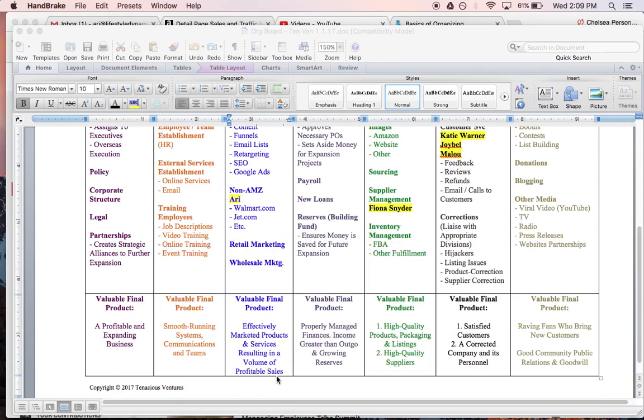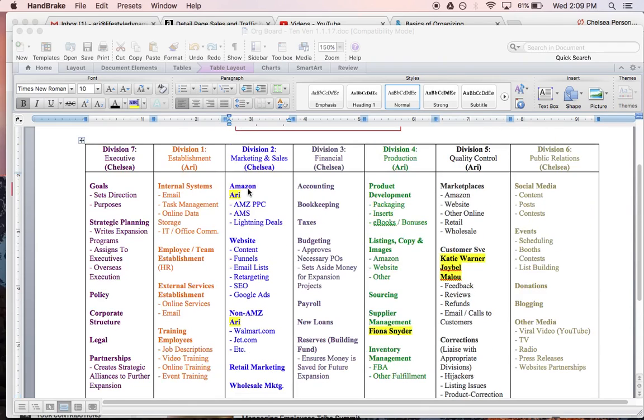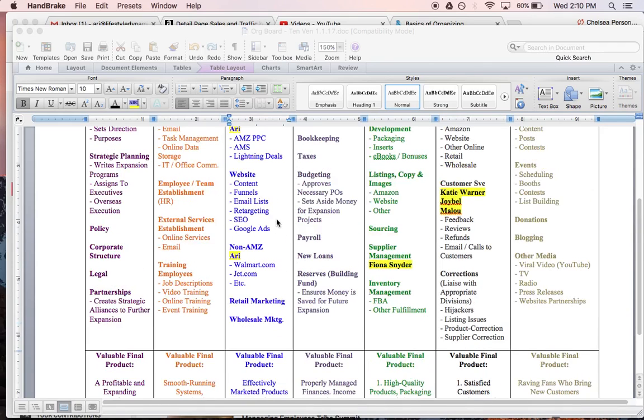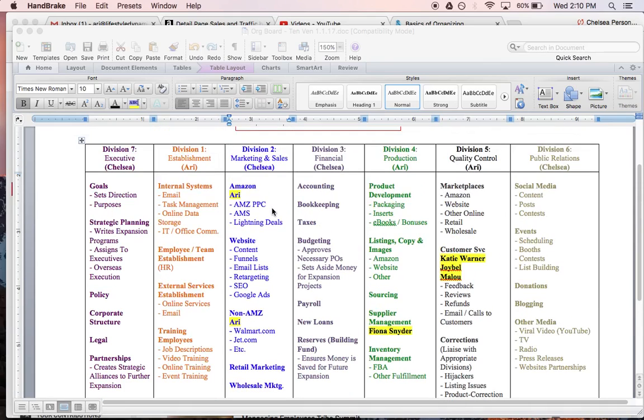Okay, so the valuable final product is effectively marketed products and services resulting in a volume of profitable sales. It's very carefully constructed. I don't just want people selling unprofitable sales, right? Because eventually someone else is going to be running this department. And if they don't know what their valuable final product is, they won't produce it. But now I have something to make them accountable to. If they're not producing effectively marketed products and services resulting in a volume of profitable sales, then they're going to be corrected, trained, or replaced. And we'll get to that a bit later. So that's division 2, that's sales and marketing.